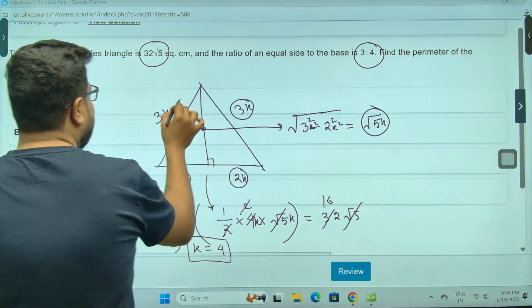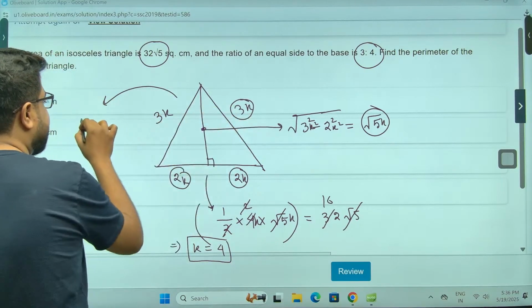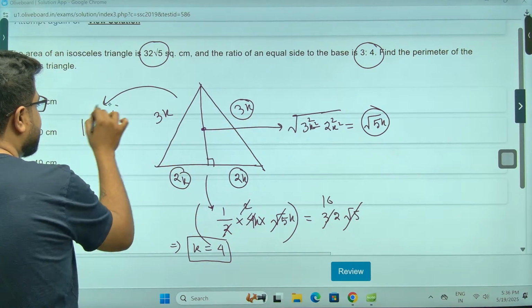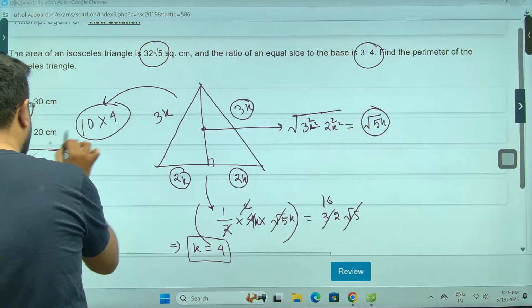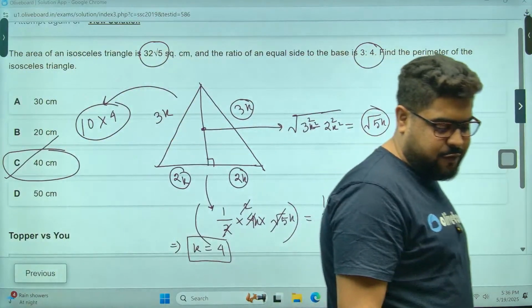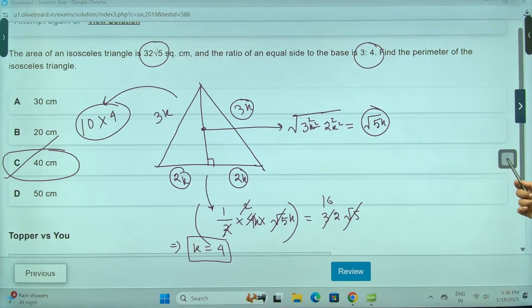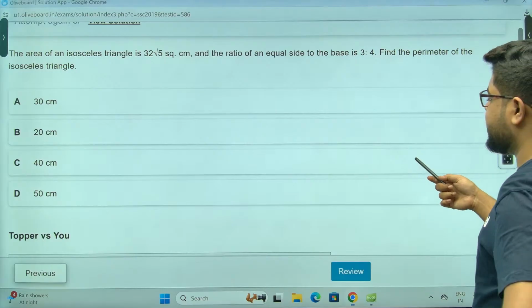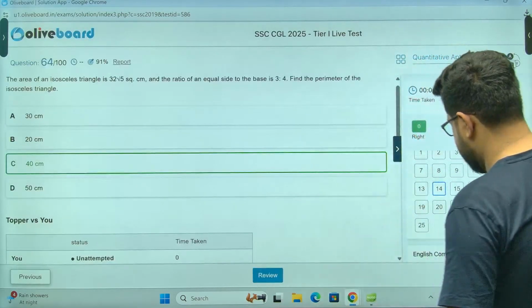So what is the perimeter? 3 plus 3, 6 plus 4, that is 10K. So 10K is, sir, 40. So the answer is 40, sir. Option C, 40, is most definitely the correct answer, sir. Okay?